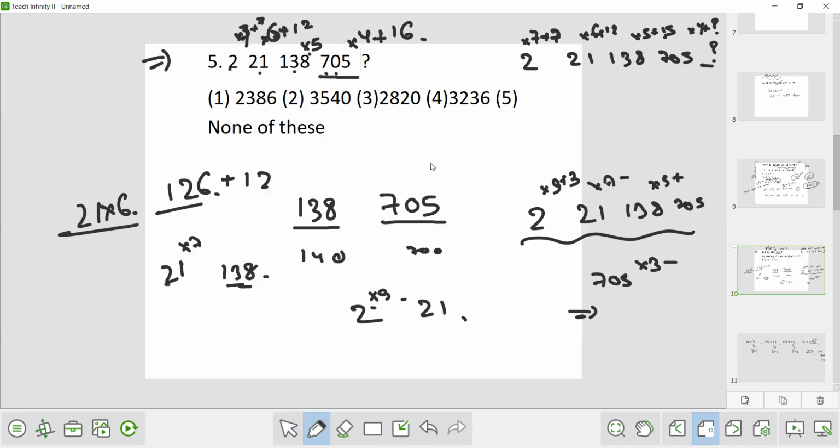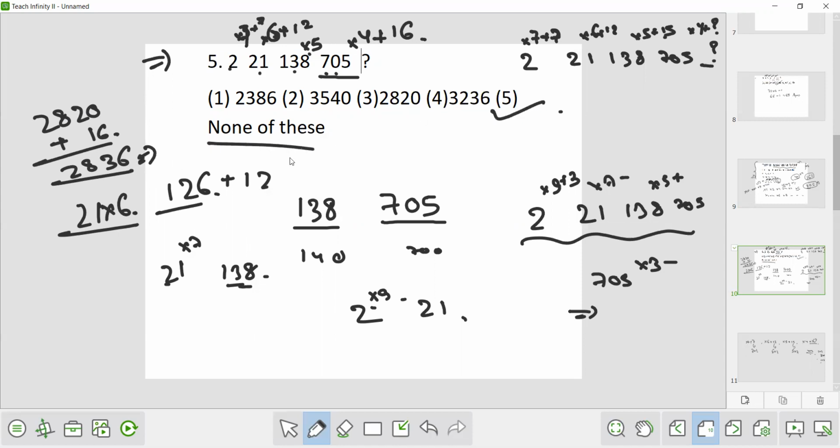So 705 into 4 is how much? We know 700 into 4 is 2800, and 5 into 4 is 20. So it's 2820, and plus 16, it will be 2836. Now in all these options, 2836 is not available. So your answer will be 5, none of these. Okay.